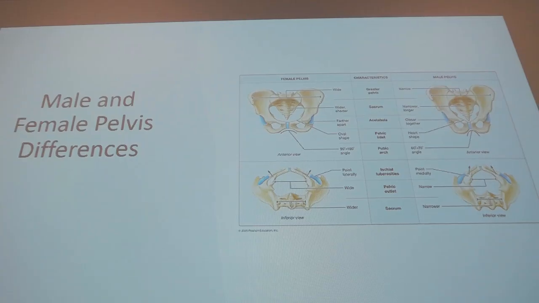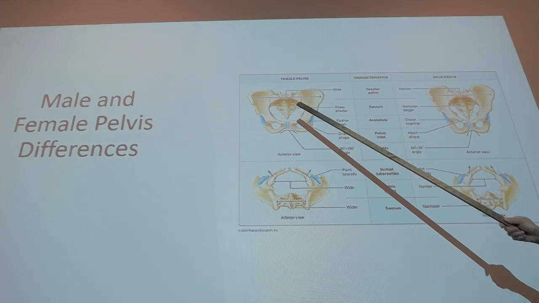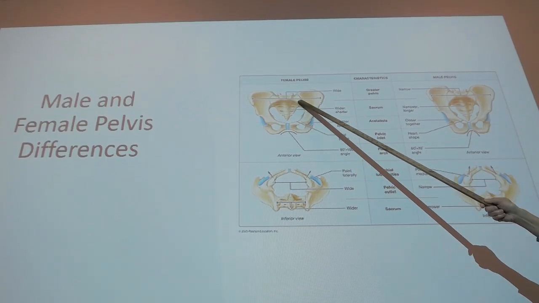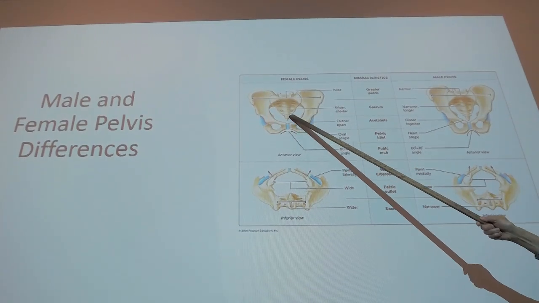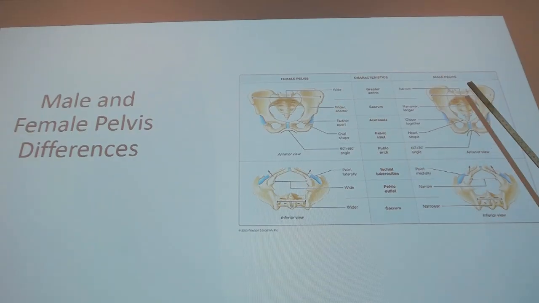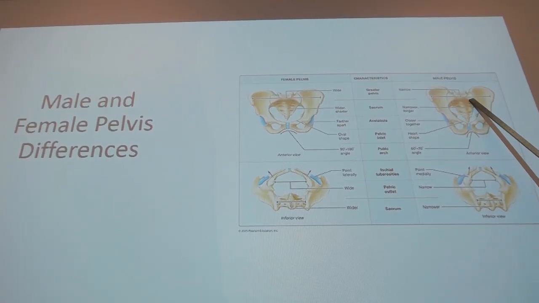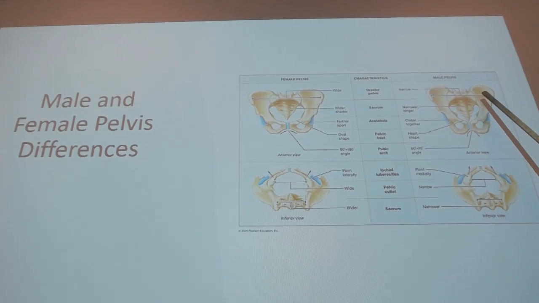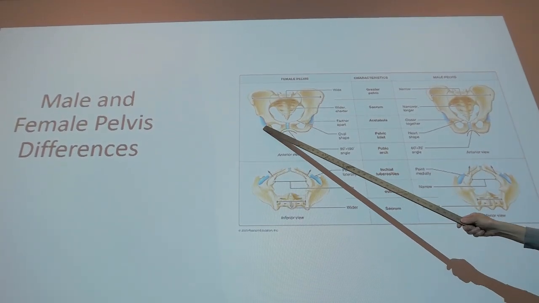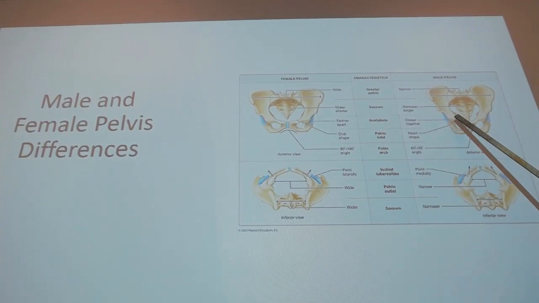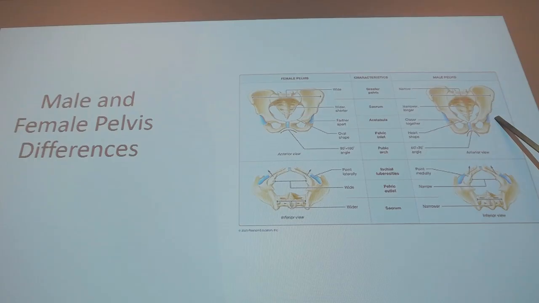Not ischial spine, sorry. Anterior superior iliac spines. And then the sacrum. This bone in females is wider and shorter. In males, it's longer and narrower. The acetabula are farther apart in females, and in males they are closer together.